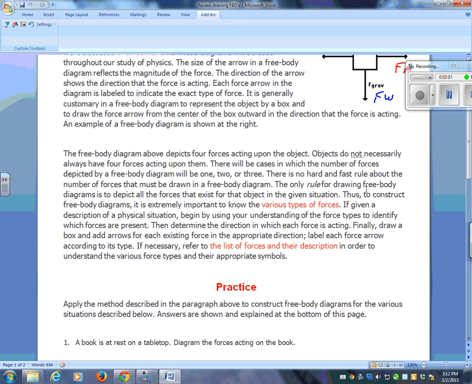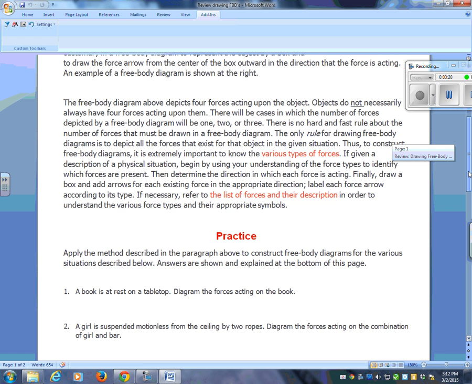The only rule for drawing free body diagrams is to depict all the forces that exist for the object in that given situation. Thus, to construct free body diagrams, it's extremely important to know the various types of forces. If given a description, begin by using your understanding of the force types to identify which forces are present. Then determine the direction in which each force is acting. Finally, draw a box and add arrows for each existing force in the appropriate direction. Label each force arrow according to its type. If necessary, refer to the list of forces and their description in order to understand the various types of forces.